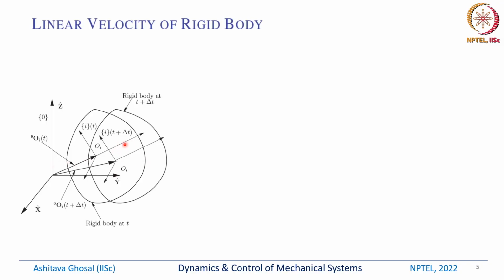As you can see, the x, y and z axes are translated in a parallel manner. If this were the x-axis, both are parallel to each other. Likewise the y and the z-axis. The origin of the ith coordinate system is currently here, and it goes to some other place. So this is OI and this is also OI, but at t plus delta t. This is the rigid body at t, and this is the rigid body at t plus delta t.